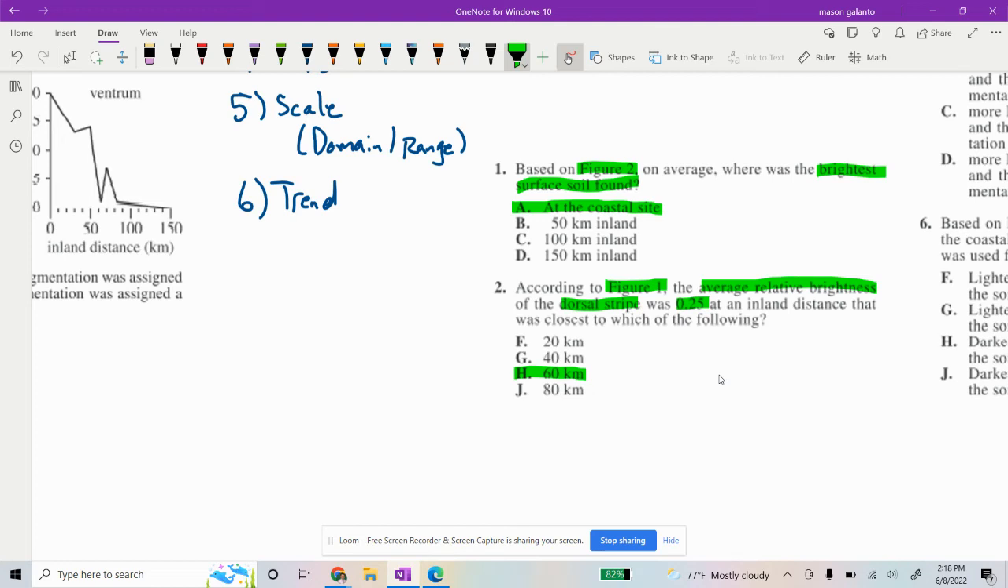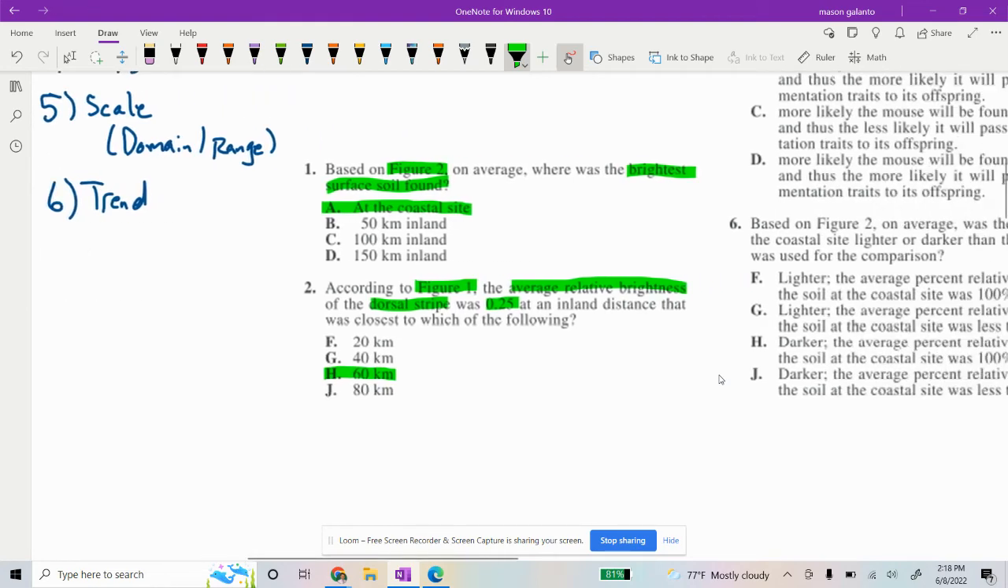It can get overwhelming because they're throwing a lot of jargon at you, but go to the dorsal stripe, look at 0.25 on your average relative brightness. What is the kilometer measure that goes along with it? Very straightforward question.